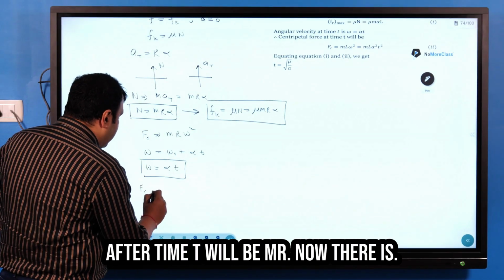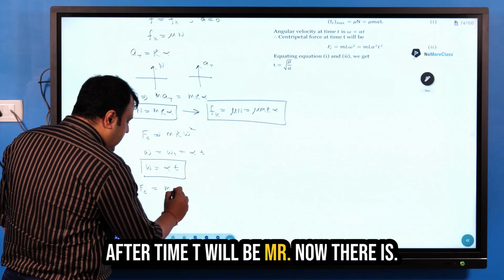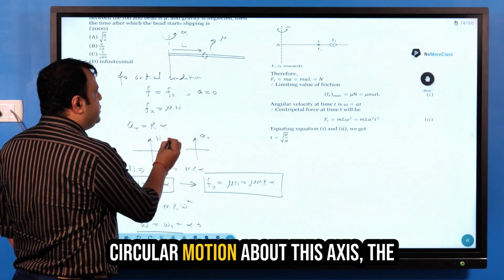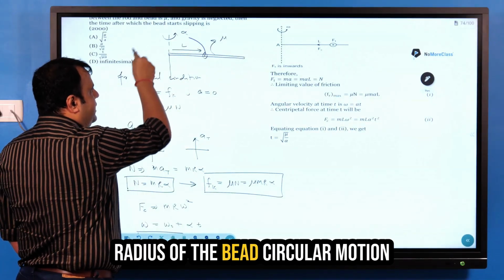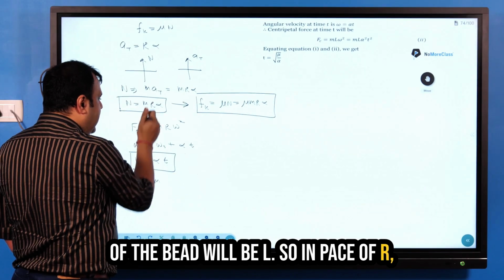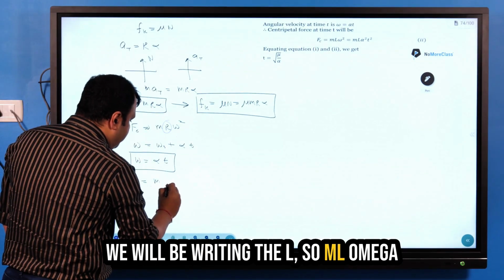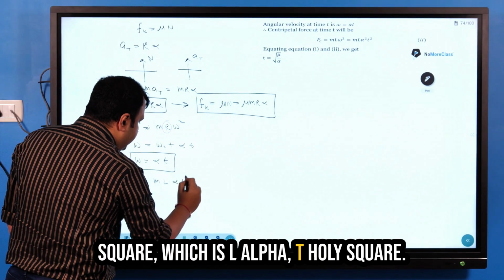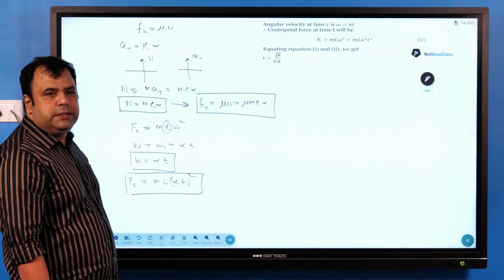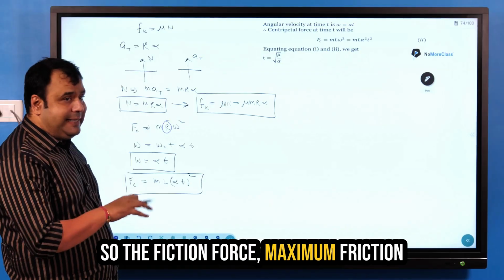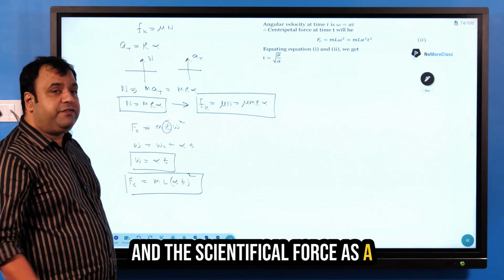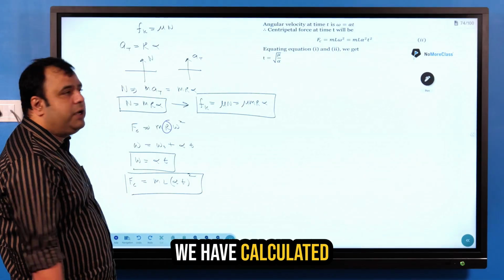So the centrifugal force after time t will be m r omega square. Now, radius: when this bead is performing circular motion about this axis, the radius of the circular motion of the bead will be L. So in place of r, we will write L. So m L omega square, which is m L (alpha t) whole square. So we have calculated the maximum friction force acting upon the bead, and the centrifugal force as a function of time on the bead.